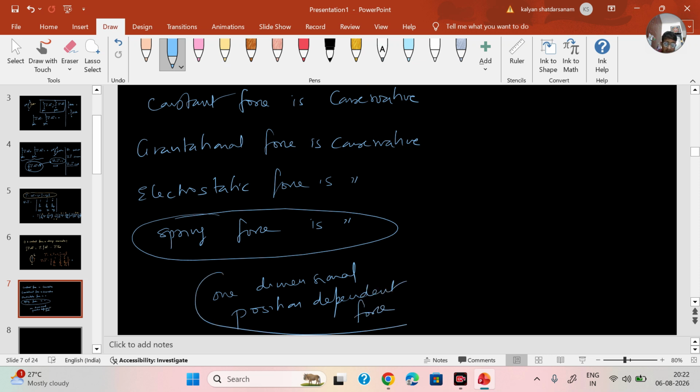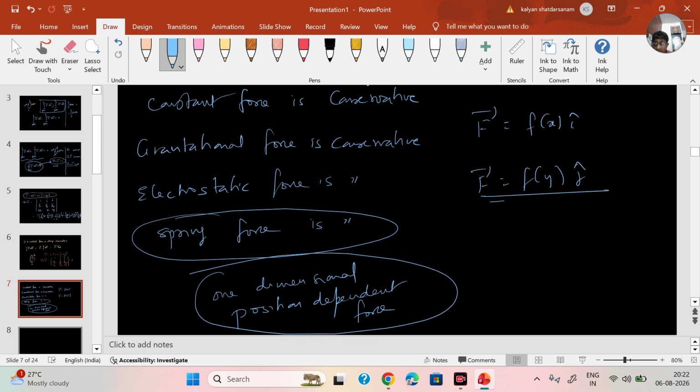Actually, a one-dimensional position-dependent force is always conservative. What is a one-dimensional position-dependent force? One-dimensional means it should be pointing only in one direction, x direction or y direction, and it should also depend on only one coordinate. So if it points in x direction, it should depend on x coordinate. This is a one-dimensional force. If it points in y direction and depends on y coordinate, that's also one-dimensional. So such forces are conservative.